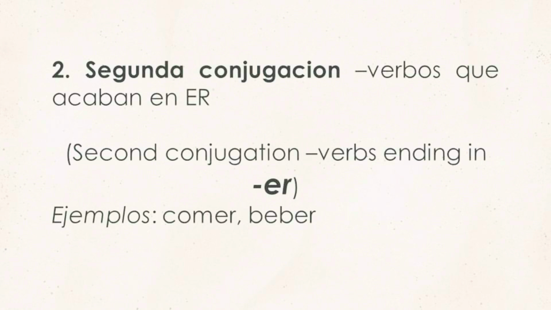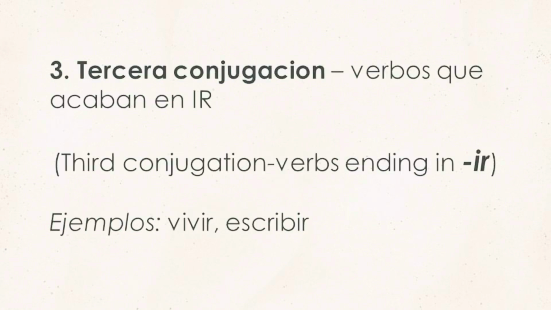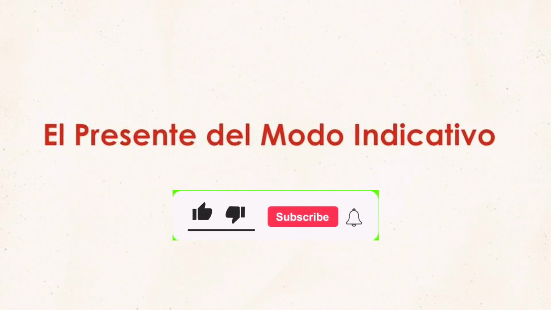Then we have Segunda conjugación. Verbos que acaban en er, or second conjugation. Verbs ending in er. Ejemplos: comer, beber. Then last we have Tercera conjugación. Verbos que acaban en ir, or third conjugation. Verbs ending in ir. Ejemplos: vivir, escribir.